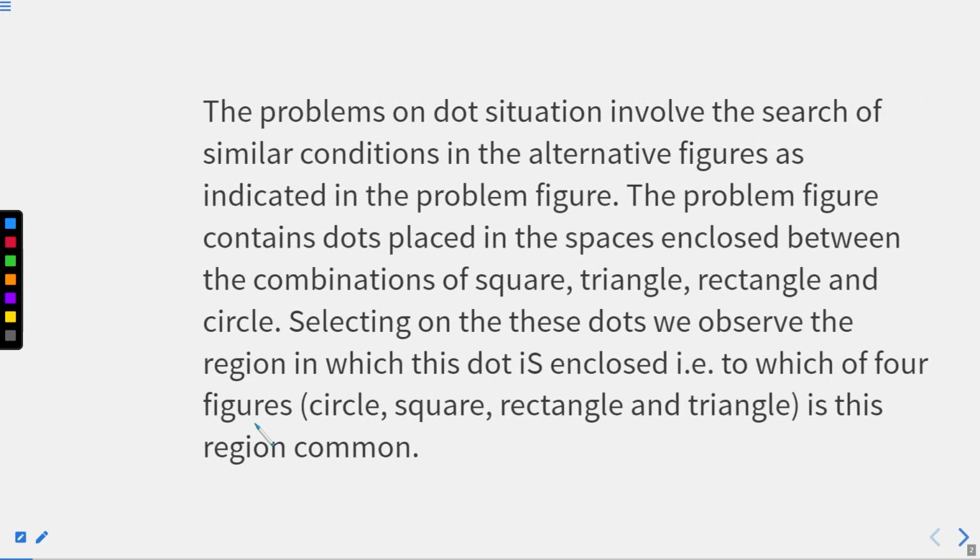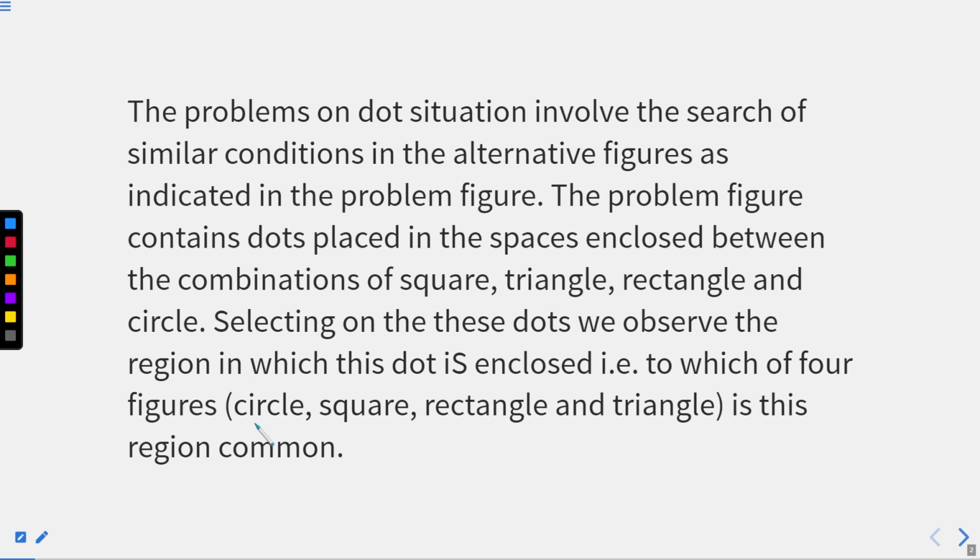Okay, right. So the problems on dot situation involve the search of similar conditions in the alternative figures as indicated in the problem figure. So what you are supposed to find? You are supposed to find the alternative figures as indicated in the problem figure. This is the only thing that you are supposed to do in these questions. Normally you may find 2 to 3 questions related to this chapter or this topic itself. That is why it becomes important. But here I always say this is one of the easiest chapters throughout the mental ability series.